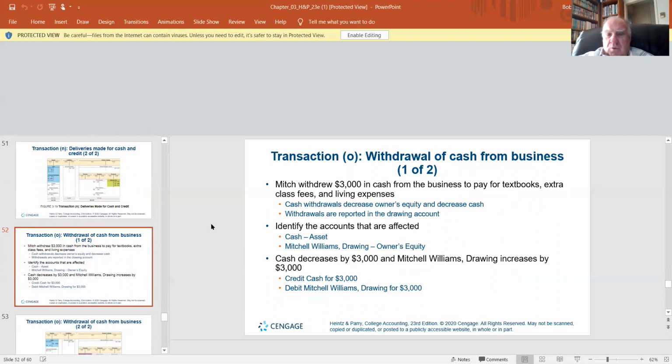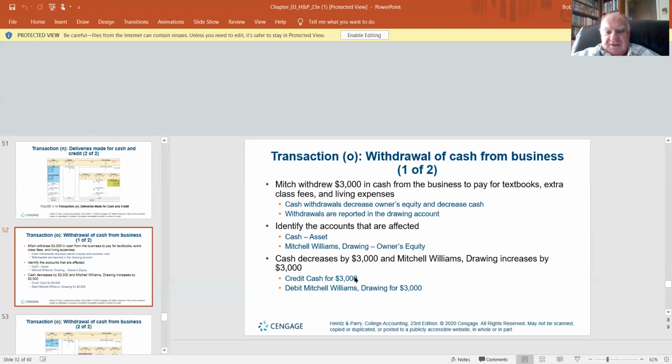Here is our famous withdrawal. Mitch came out and said, I need $3,000, and I'm using it because I'm going to the Kentucky Derby, and I'm going to bet the entire $3,000 on Tiz the Law, the big favorite in the race Saturday. Super horse, supposed to win that race. He withdrew $3,000 from the business.